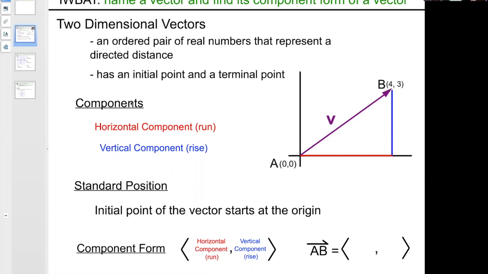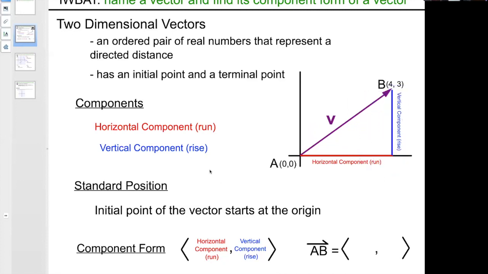There are what's called components to the vector. So it has a horizontal component, exactly like the run in slope, and then a vertical component like the rise. So over on this picture, here's your horizontal component. Again, the purple part is the actual vector. It has a horizontal length called the horizontal component, and a vertical length called the vertical component. We're going to figure out how to find these in a little bit.